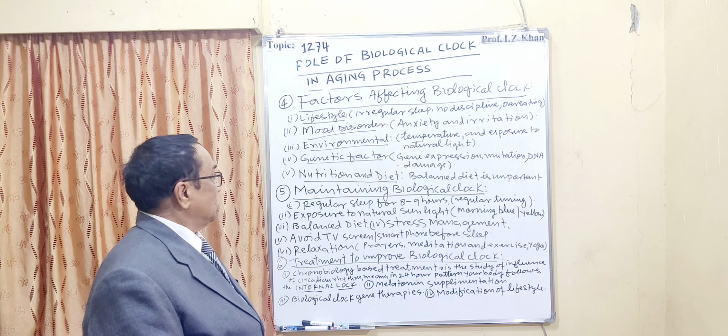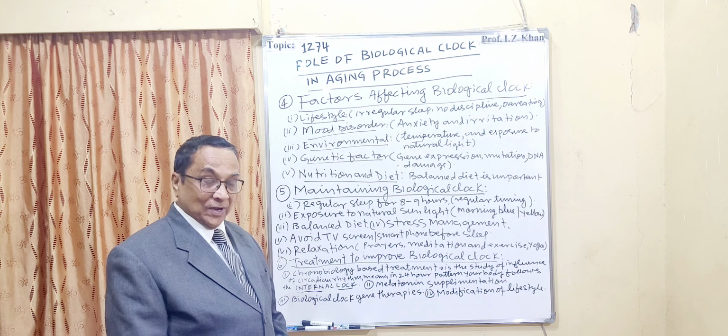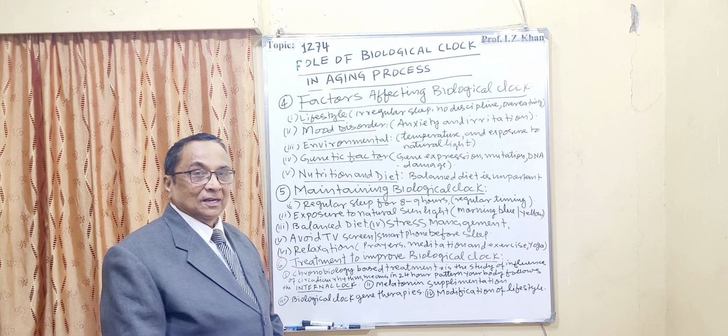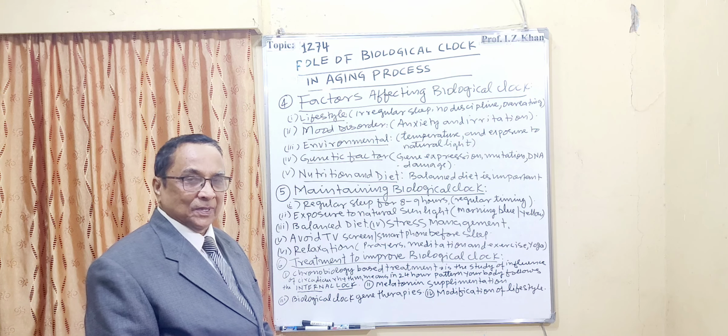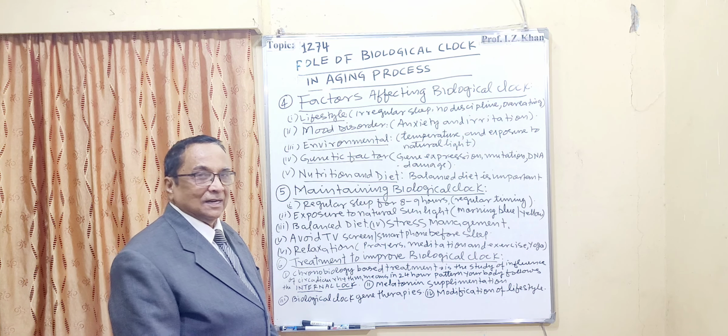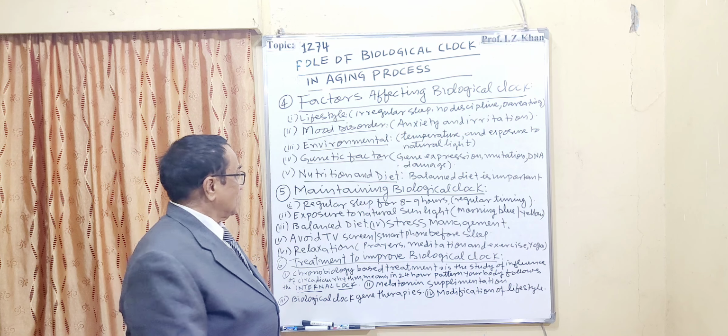And number 5, nutrition and diet. Balanced diet is also an important factor. If you are taking any rubbish, means junk food, a lot of fat, a lot of lipid, and then trans fat, it is going to affect your biological clock.